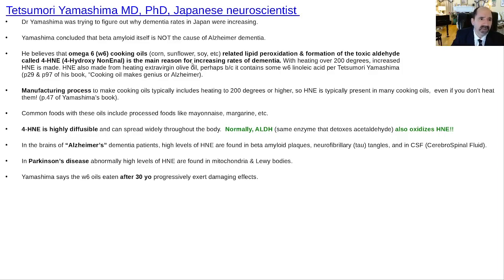All right, so what did Dr. Yamashima discover? Well, what he found was that the cooking oils were leading to the production of toxic aldehydes, and the persons in particular who were deficient in ALDH were unable to detoxify them and had much more rapid damage and were more likely to get demented at a younger and younger age. And so these toxic aldehydes are made by heating a cooking oil to over 200 degrees. And the bad thing about it is just the processing of making cooking oils, they're often heated over 200 degrees in their processing. So it's routine that they contain, even if you don't heat them up, just from their processing to make them, they already contain 4-HNE, 4-hydroxy-nonenal.